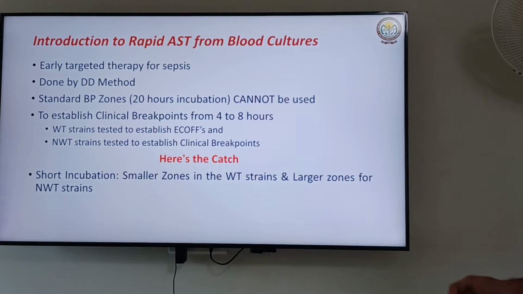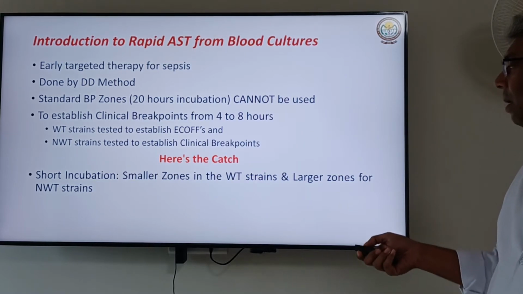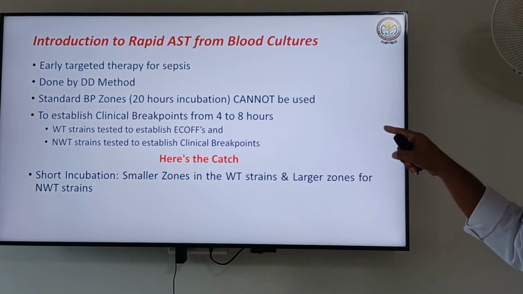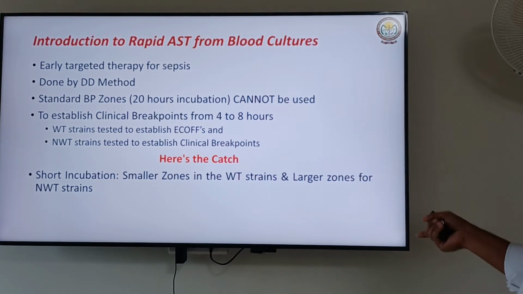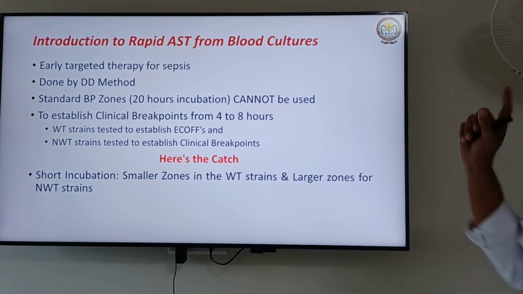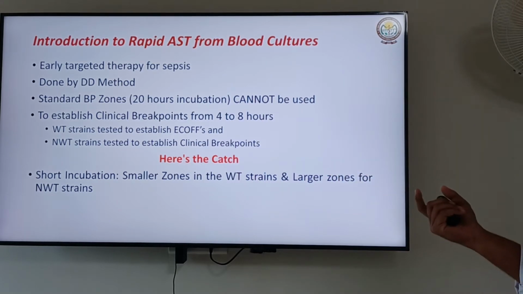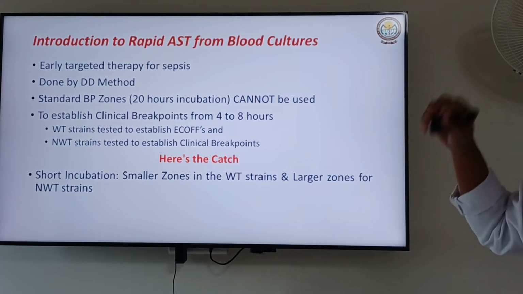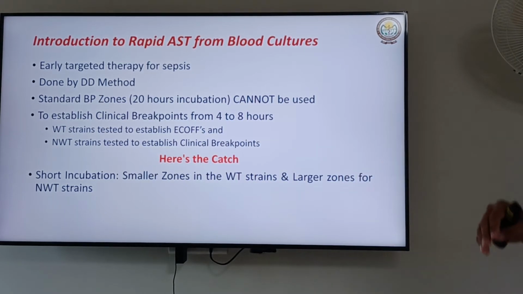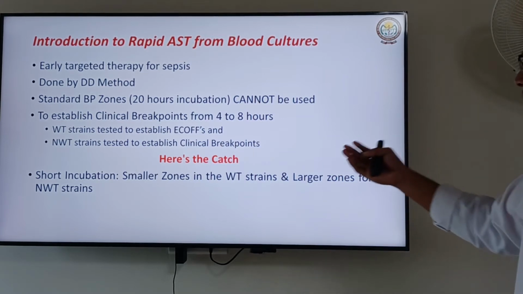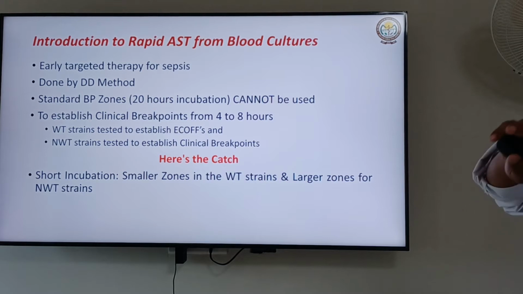But the catch is that with short incubation, there are smaller zones in the wild type strains and larger zones in the non-wild type strains. Now we would imagine that because wild type strains do not have an intrinsic resistance mechanism, they would have larger zones at short incubation, and the non-wild type strains, which have some resistance mechanism, would have smaller zones at short incubation, but it is the opposite.